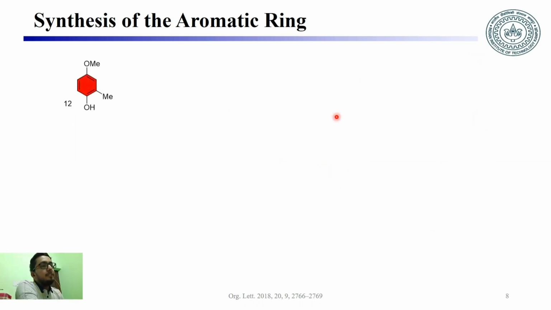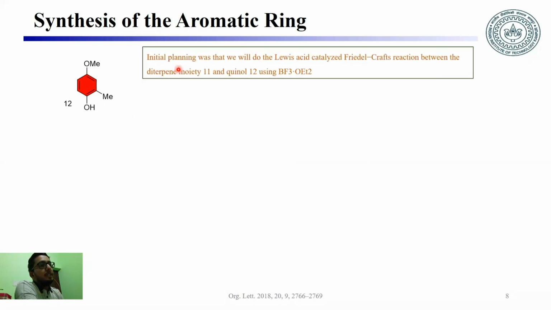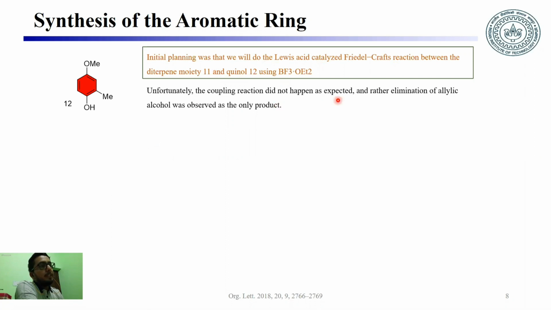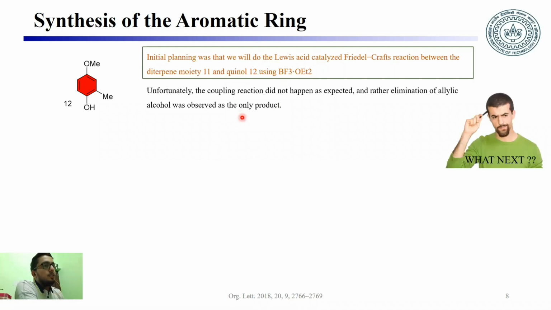The initial planning was that we will use this molecule 11 and this molecule 12, and using the Friedel-Crafts coupling, generate our Taondiol molecule. The plan was to do a Lewis acid catalyzed Friedel-Crafts reaction between the diterpene moiety 11 and quinol 12 using boron trifluoride. But unfortunately, the coupling reaction did not happen as expected, and rather elimination of the allylic alcohol was observed as the only product. So what next?